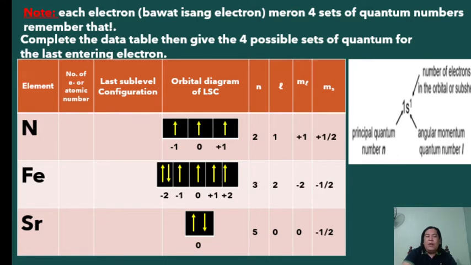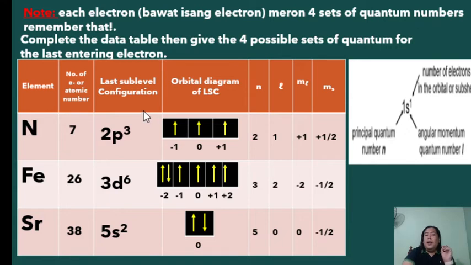Okay? So, we have here 3 elements, namely, nitrogen, iron, and strontium. So, the atomic number or number of electrons of nitrogen is 7, iron is 26, and then 38 ang strontium. Okay. So, the last sub-level configuration, we already discussed the sub-level configuration. Dito nyo siya gagamitin. Okay? So, for nitrogen, the last sub-level configuration is 2p3, and then iron is 3d6, and then strontium is 5s2.